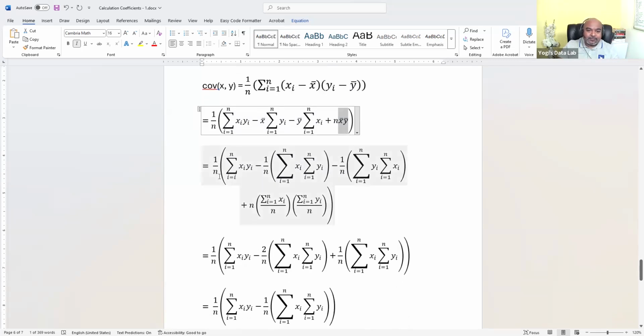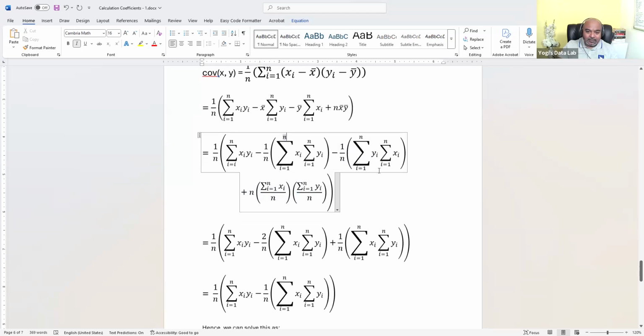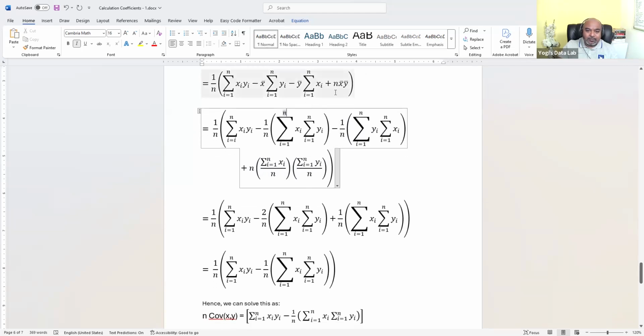Now let's expand this further. So I'll open up what is x bar, I'll open up what is y bar. So this is what I have written here. I have opened up x bar, minus 1 by n summation i equal to 1 to n xi. Y bar when opens up, it is here 1 by n summation i equal to 1 to n yi. And this we already have opened up, which is n x bar y bar. So summation i equal to 1 to n xi by n and summation i equal to 1 to n yi divided by n. Now let's solve this. So when you solve this, what will you get?